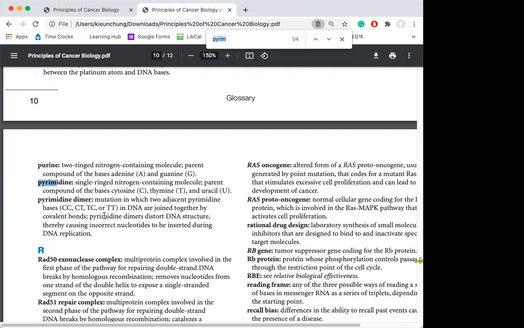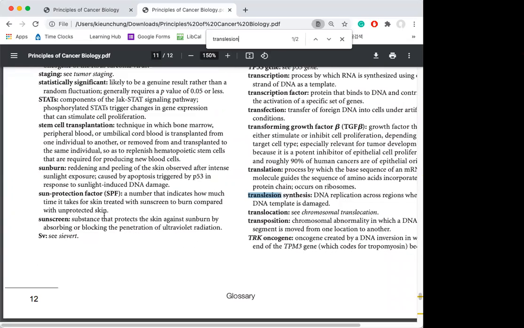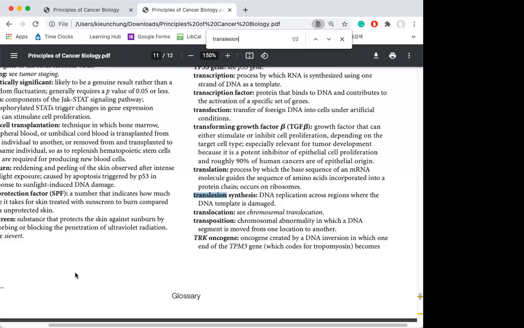DNA polymerase. Any of a group of enzymes involved in DNA replication and repair that catalyze the addition of successive nucleotides to the 3' end of a growing DNA strand, using an existing DNA strand as a template. Translesion synthesis. DNA replication across a region where the DNA template is damaged.